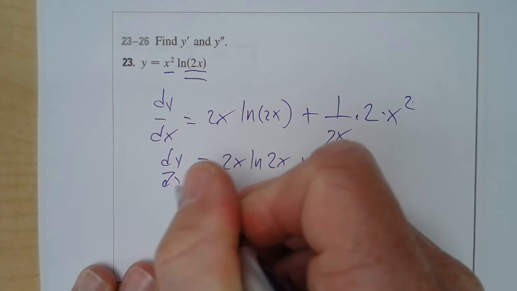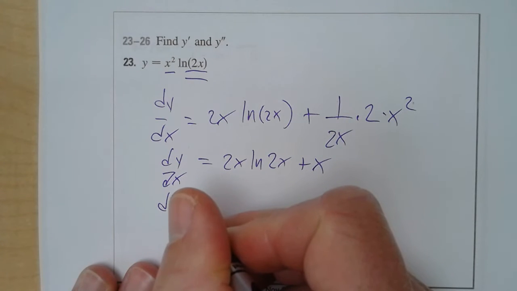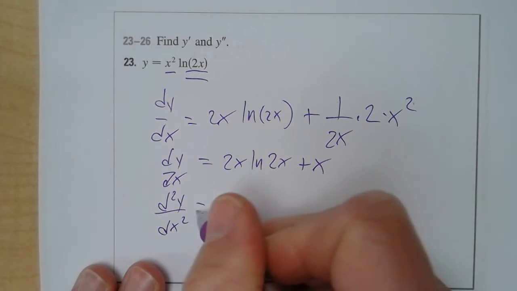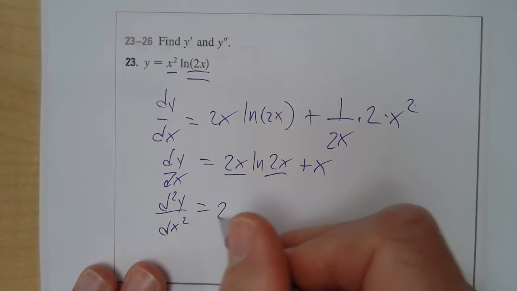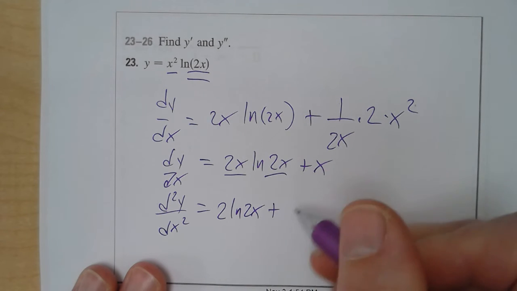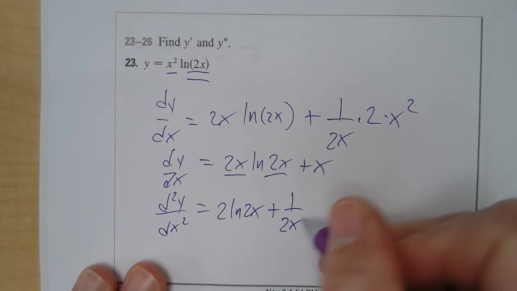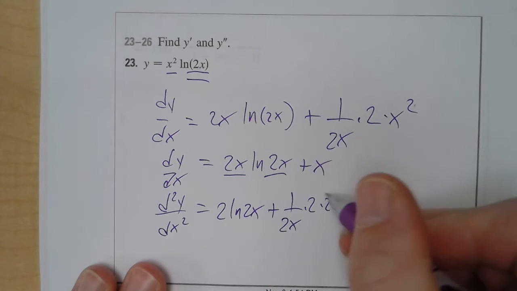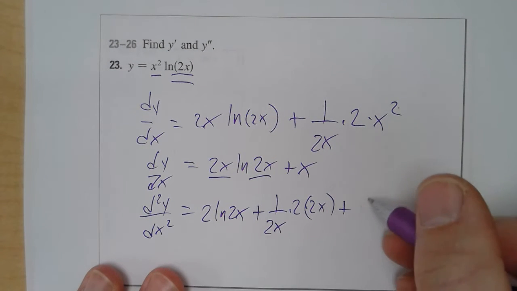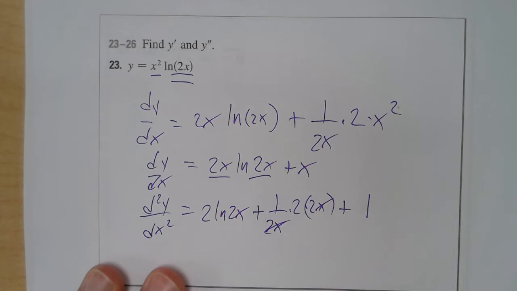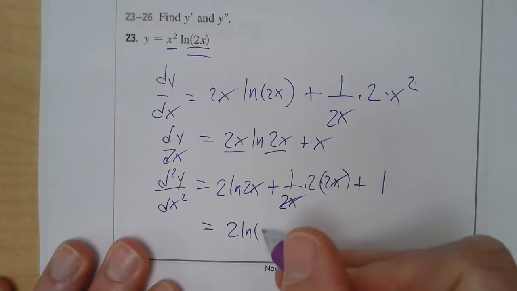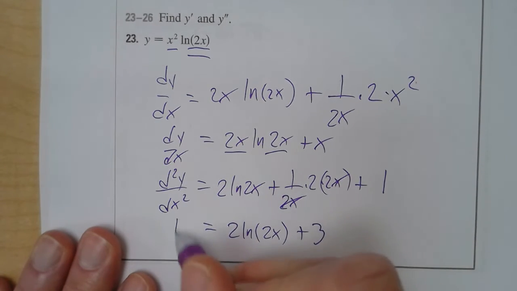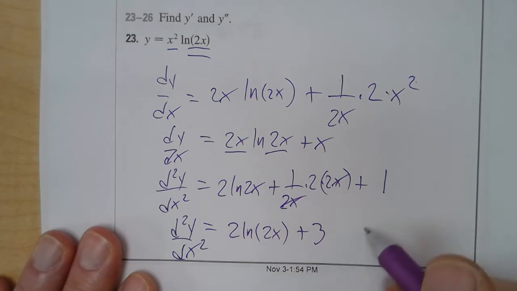So this is dy/dx. Now I'm going to do the second derivative, d squared y over dx squared, is equal to product rule. Wait a second, isn't that the same thing again? Oh, it's slightly different. Derivative of the first is 2 natural log of 2x, plus derivative of the second, throw it on the bottom, times 2 times the first. Derivative of x, 1. The 2x's cancel out. Oh, and then you got 2 plus 1 is 3. So it's 2 natural log 2x plus 3. And that should be the second derivative.